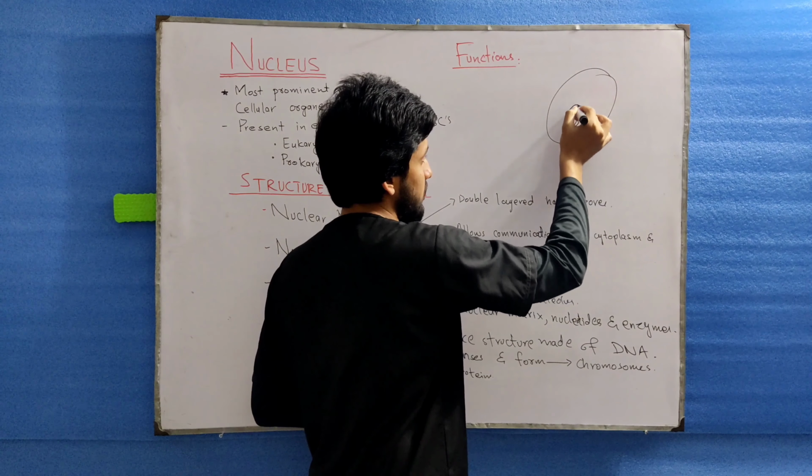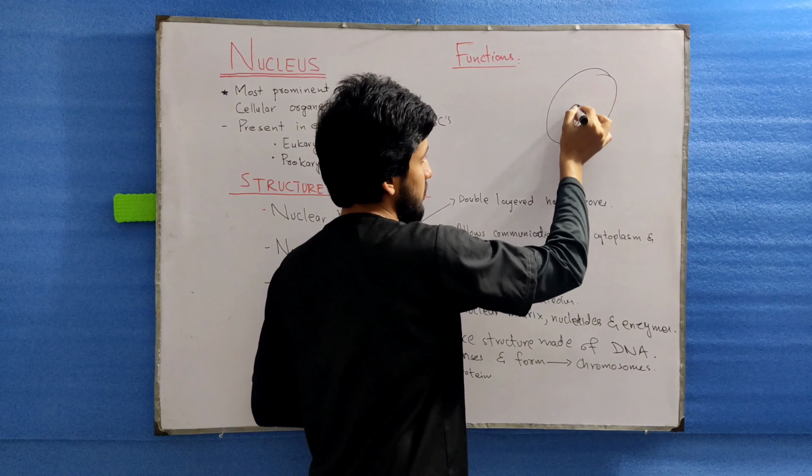Eukaryotes and prokaryotes. The cells having a prominent nucleus are called eukaryotes, while those that do not have a nucleus or a prominent nucleus are called prokaryotes. Structure of the nucleus. The basic structures of the nucleus are nucleoplasm, chromatin, and the other one is the nucleolus.